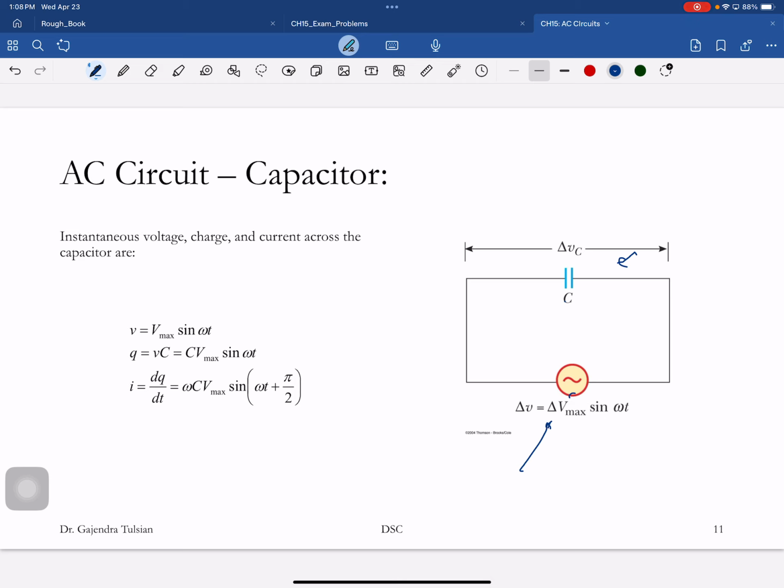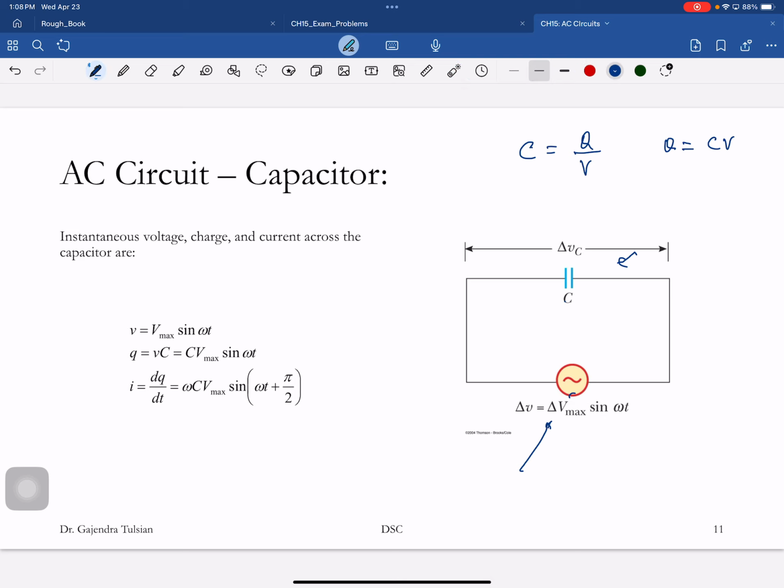You might remember capacitance is defined as Q over V, so Q is C times V. The charge on the capacitor is the instantaneous voltage times the capacitance. What you are interested in is the current in the circuit. The current is dq by dt. You get omega C cosine omega t, and we want to express it as a sine. So cosine omega t is sine of omega t plus pi by 2.